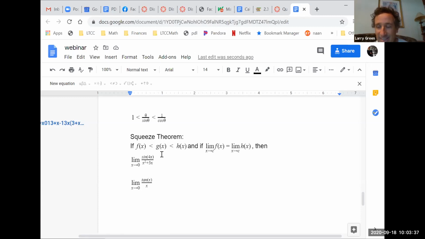Does that make sense? So that means that the limit as x approaches c of g of x is also equal to, in fact, let's just call it L. Let's say the limits are equal to L. Then that will also be equal to L.